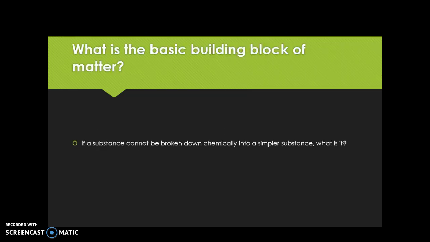First question, what is the basic building block of matter? If a substance cannot be broken down chemically into a simpler substance, what is it called?